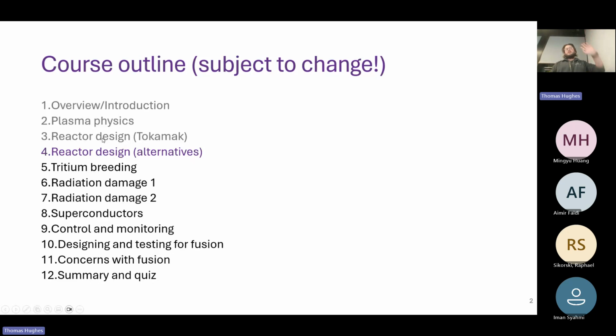So week 4 of 12, so a third of the way through. Still up to some change if you want to add in stuff or take stuff out or whatever you like. But this is what we've got at the moment. Just to note that tritium breeding won't be next week. Radiation damage won't be next week because Charlotte's not available to do that lecture, so we just swap.